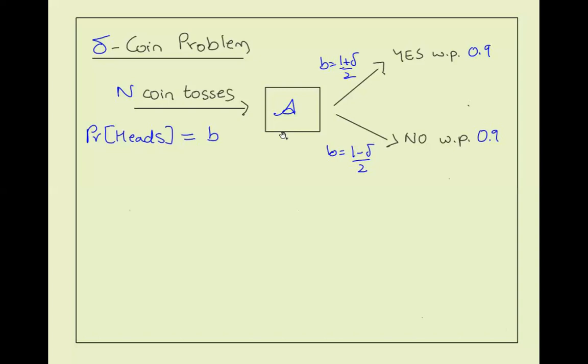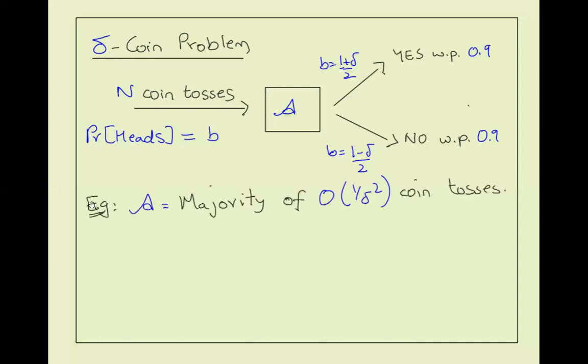If you think about this for a while, you immediately come up with the following procedure, which is to take a simple majority vote. What you could do, for instance, is to take a bunch of independent coin tosses of this coin, something like 1 over delta squared many coin tosses would do. If you see more heads than tails, then you predict that the bias is towards heads, and otherwise you predict that the bias is towards tails. This is a fairly simple procedure, and it's a simple application of the Chernoff or the Chebyshev inequality, which will tell you that this procedure indeed solves the delta coin problem as stated.